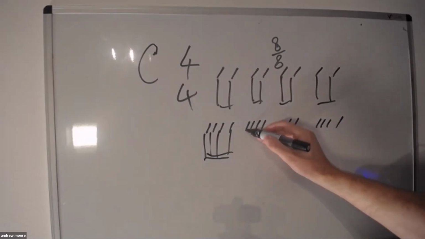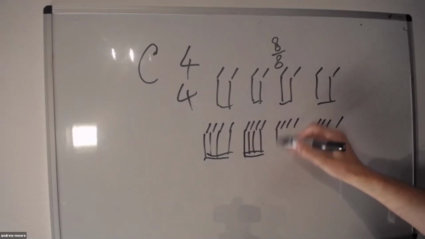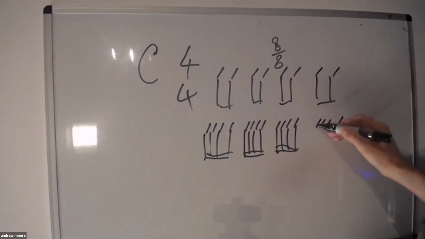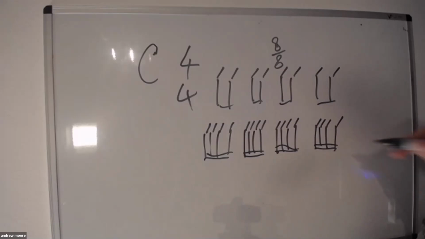Okay, so we now have our semiquavers. Of course we can call them, in the American version, 16th notes, and we have 16 of those in a common time 4/4 bar. Okay, now that's really useful to know.